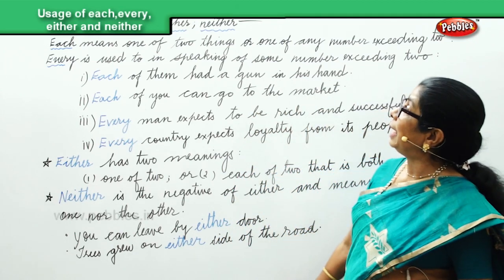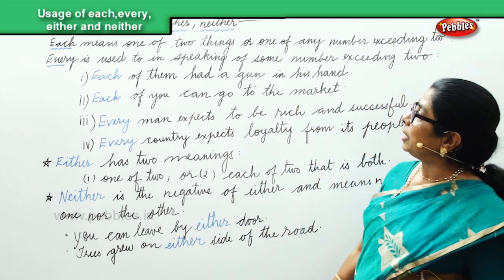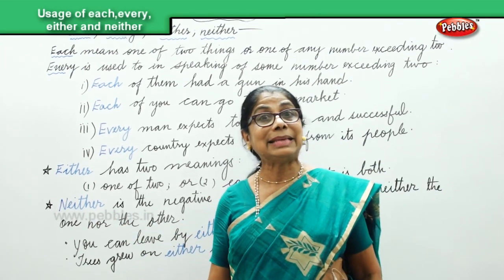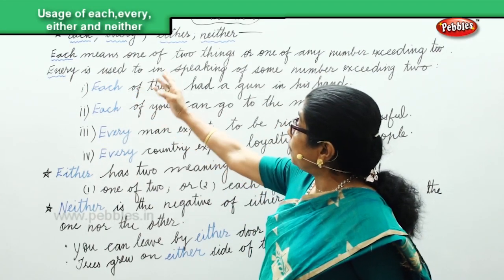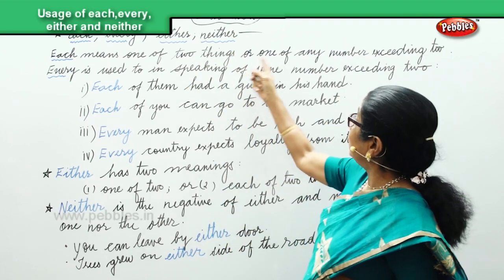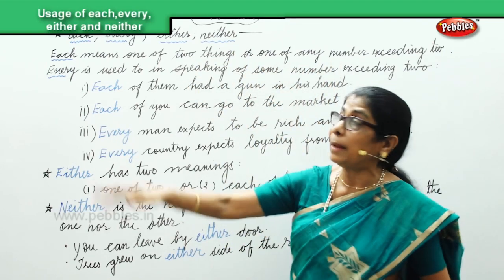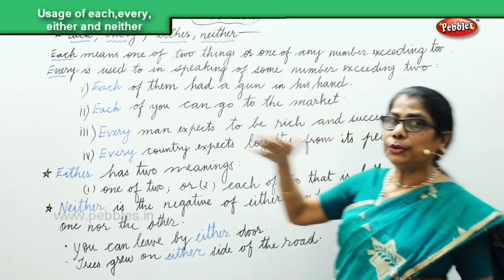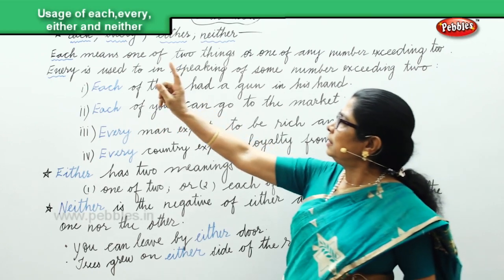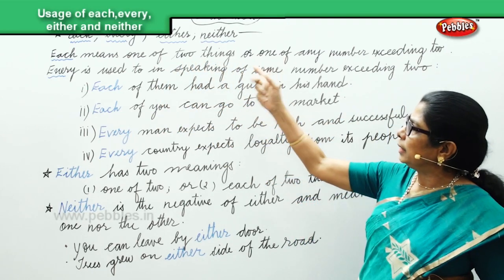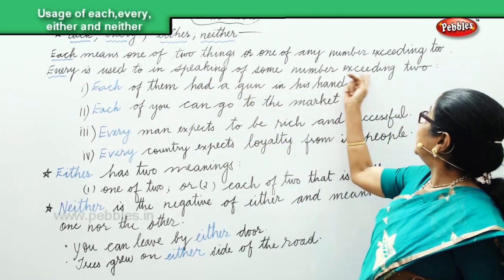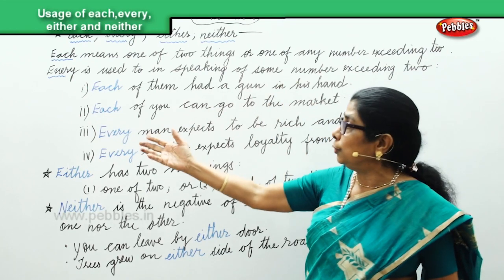So, we are looking at the determiners, the use of each and every, the use of either and neither in sentence usage. Now, each means one of two things, or one of any number exceeding 2. If you put a number of things, you can choose. Every is used in speaking of some number exceeding 2, more than 2.